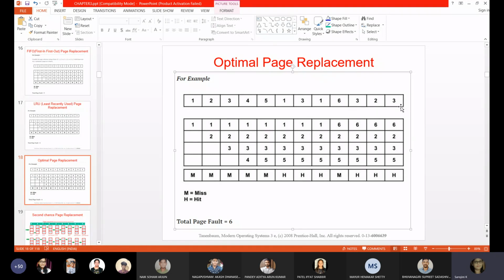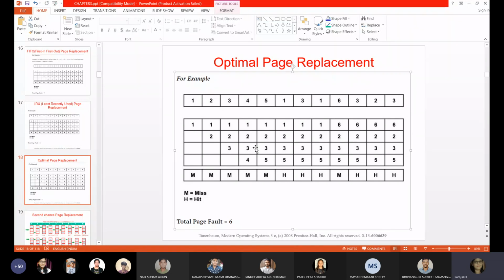In the future string, the page which is not going to be referred at all will be removed first. If no such pages exist, for example all 4 pages are there in the future string, then which page will be removed? The page which will be referred very late, the last one to come, that page will be removed. Okay, so this is the optimal page replacement algorithm.